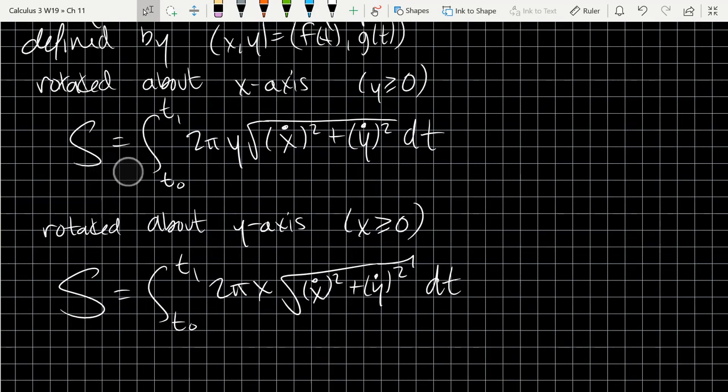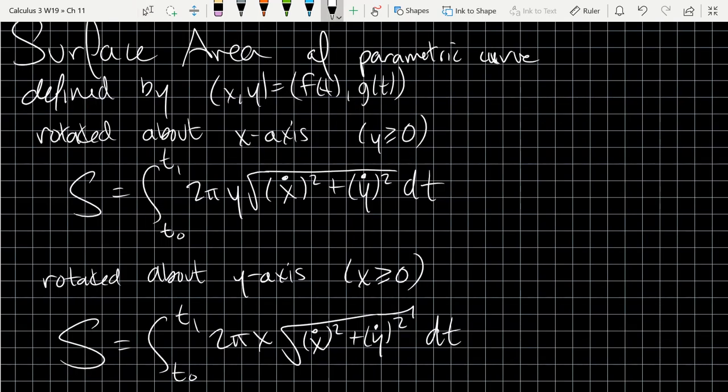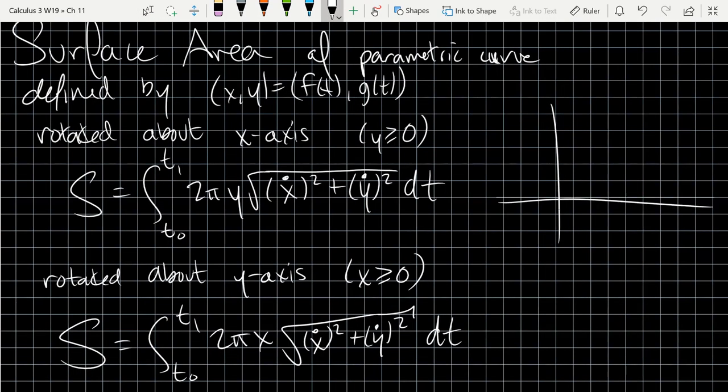And what happens if we're not rotating about the x-axis? So let's just do a real quick, we won't compute this one out, but if I want to take this curve and rotate it. Let's get crazy and rotate it about this line way up here. We'll say that's y equals 6.